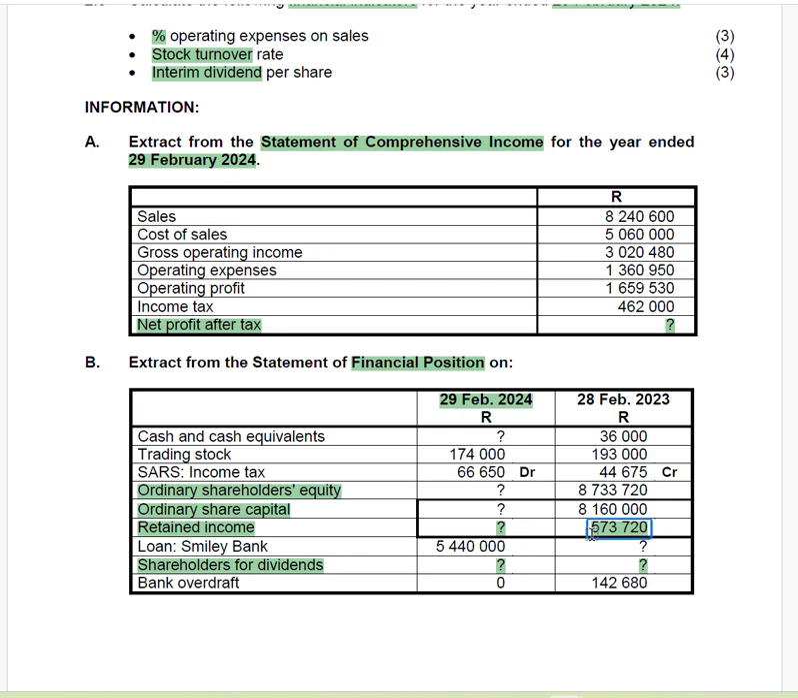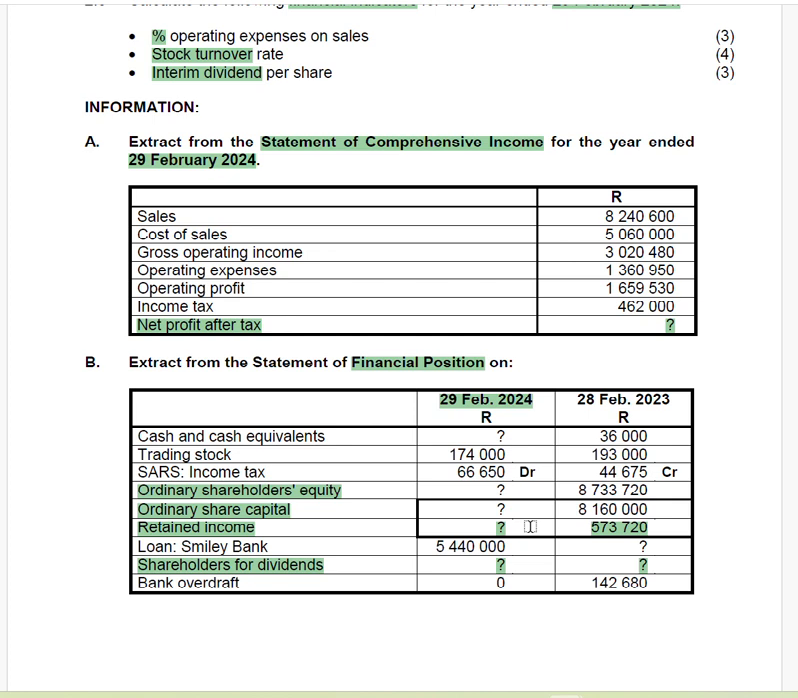So in this case, the company opened the books with 573,720. So that will be our opening balance in our note. That means now we know what we can use when you're looking at extract B, which has the statement of financial position. However, when you're looking at the closing balance as at 29 February 2024, we do not have the amount.